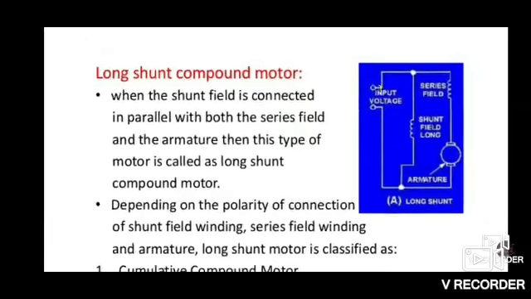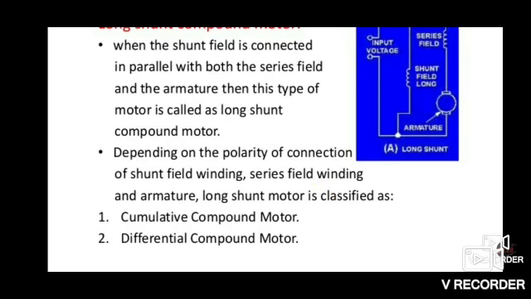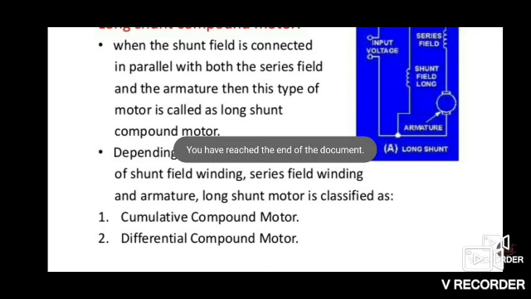When the shunt field is connected in parallel with both the series field and the armature, then this type of motor is called a long shunt common motor. Depending on the polarity of connection of shunt field winding, series field winding and armature, long shunt motor is classified as cumulative common motor and differential common motor.